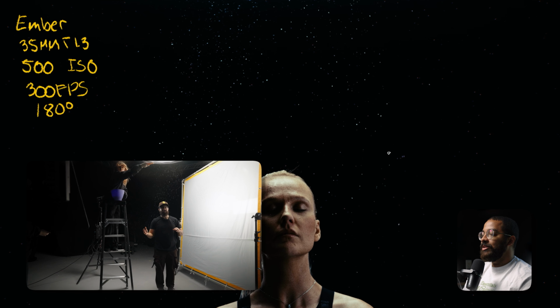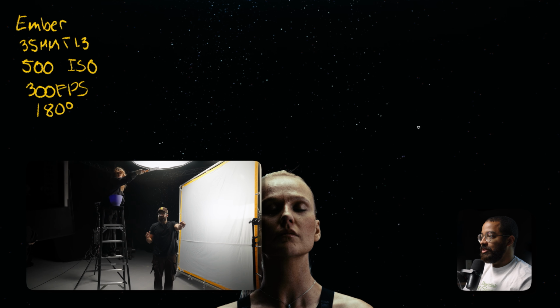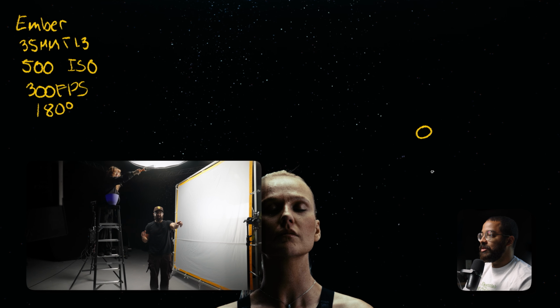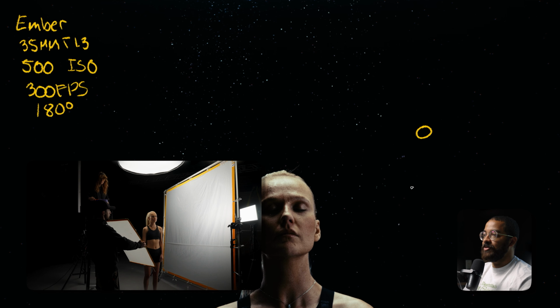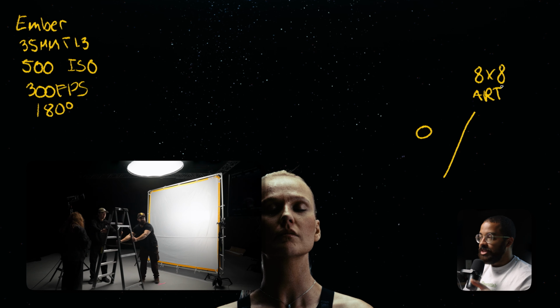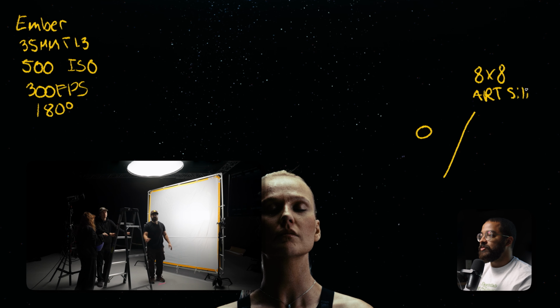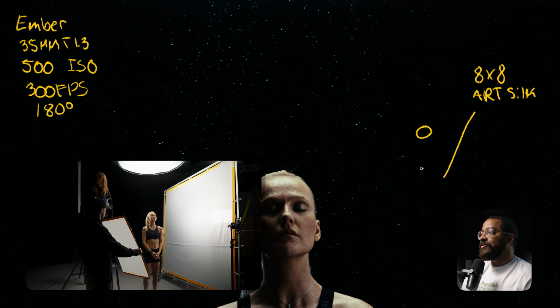So we have a lot going on here, but when it came to the lighting, it was pretty simple, but there was this little trick I used to actually emphasize the particles that were falling. So we have a big key light here, which is an 8x8 frame. And then this is just an art silk stretched over that. And this was the same artificial silk that I used for the track. So I would just recommend, if you're starting out and getting into silks, artificial silk is your go-to.